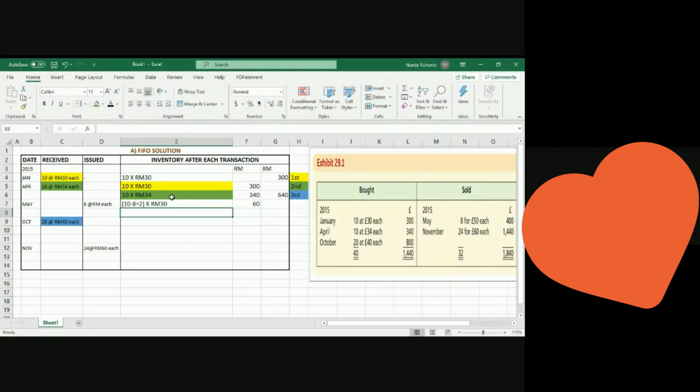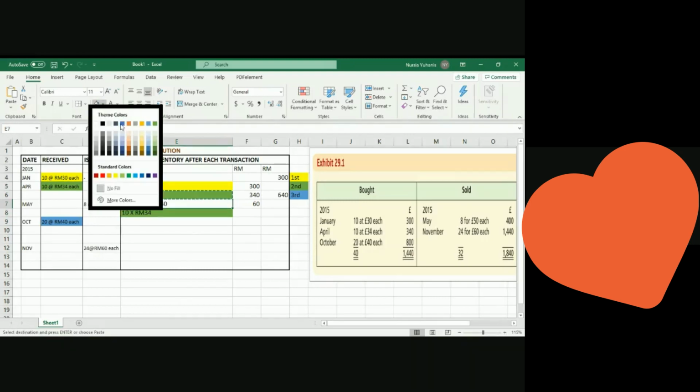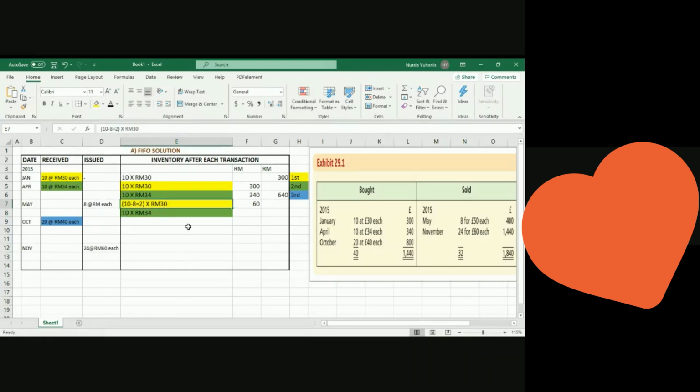Alright. So for the second stock, any changes? Any reduction in stock? No. You just copy here and put it back because there are no changes. No changes on the second stock because the first stock still has balance.